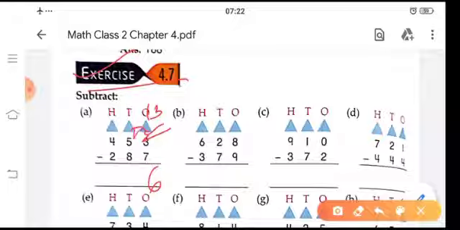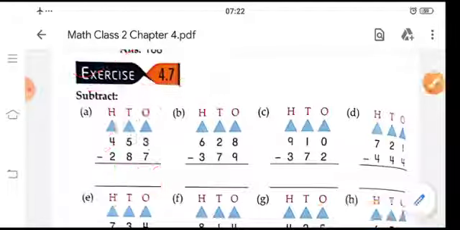Then what is left behind here? 4. So 4 minus 8 is not possible, so we take borrowing from the next number. So 4 becomes 14, and 14 minus 8, how much is left? 6. Then what does it become here? 3. So 3 minus 2, 1. So in this way, children, do the other sums.